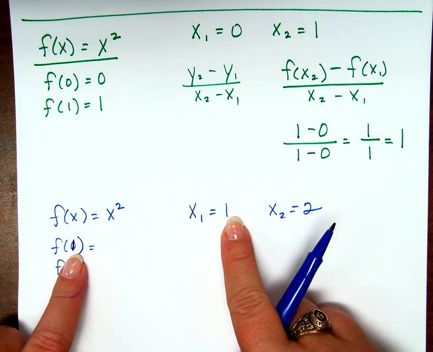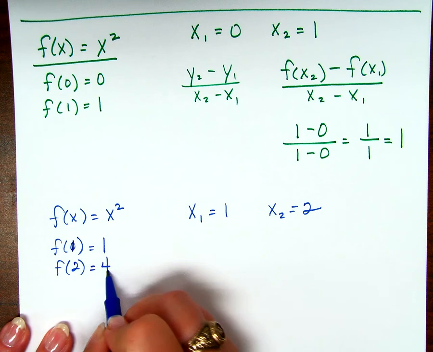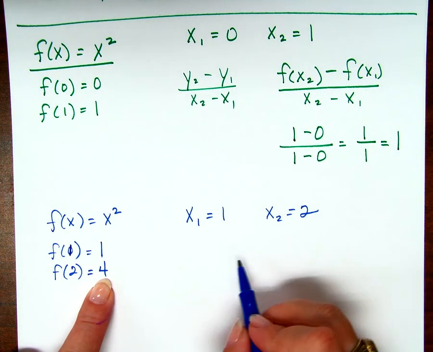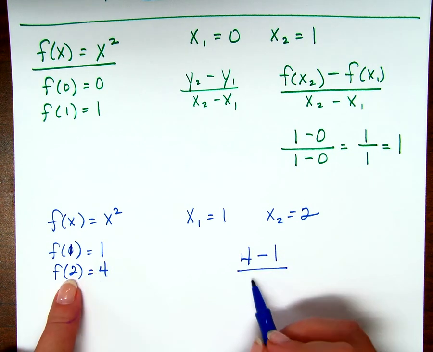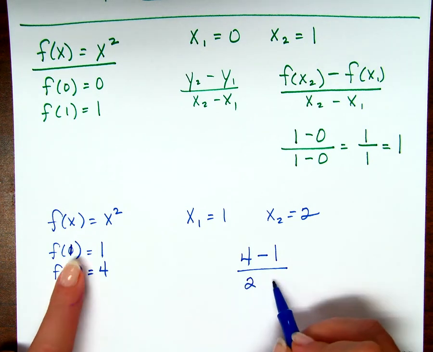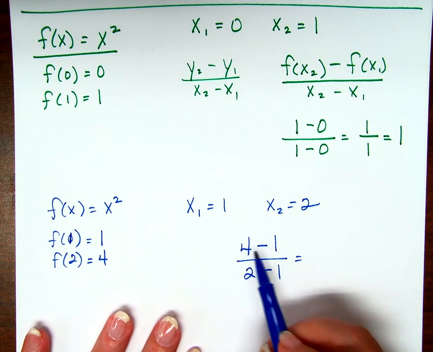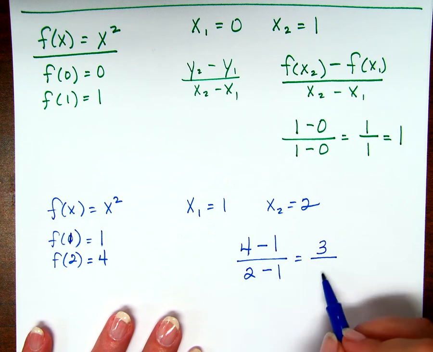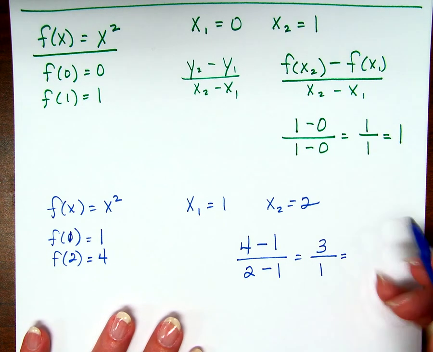So what happens when I put in a 1 into this problem? Good. What happens when I put a 2 into this problem? 4. So let's fill this in. What is the value of the function at the second point? What's the value of the function at the first point? What is the first value of x, or excuse me, the second value of x, and the first value of x? So let's try this really slowly. What is 4 minus 1? 3. Excellent. What is 2 minus 1? Okay, that took way too long. And what is 3 divided by 1?